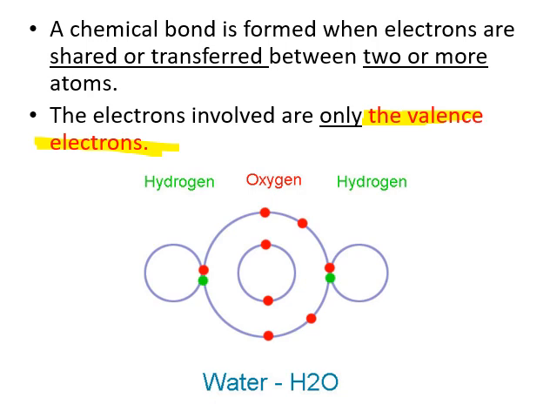Down here we have water, H2O. Oxygen has an atomic number of 8, so that means it has 8 protons and 8 electrons. But the only ones that are involved with bonding are the valence electrons. These two right here, the inside ones, don't have anything to do with the bonding. Oxygen only has 6 that are involved with bonding: 1, 2, 3, 4, 5, and 6.